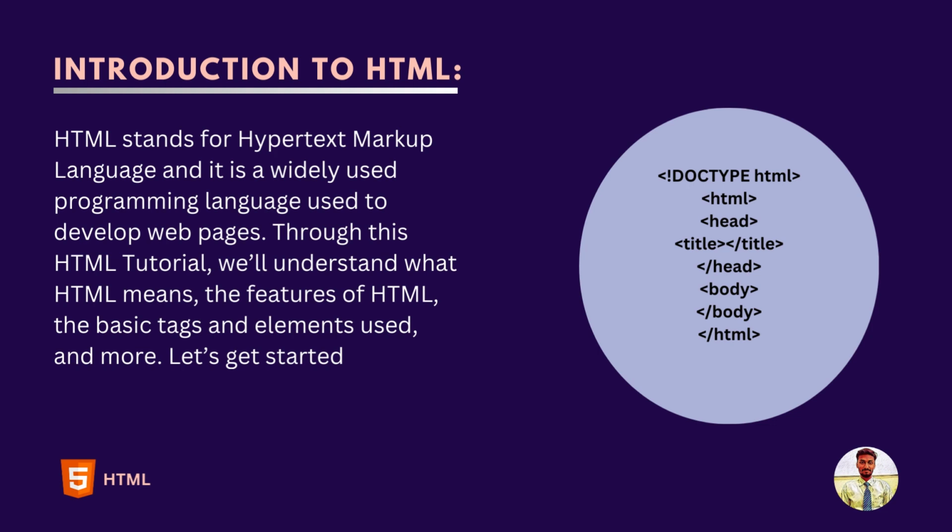The components of HTML boilerplate. DOCTYPE html: this declaration defines the document type and version of HTML being used, in this case, HTML5. html tag: the tag defines the root of an HTML document and contains all other HTML elements.